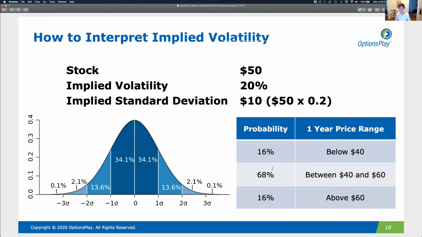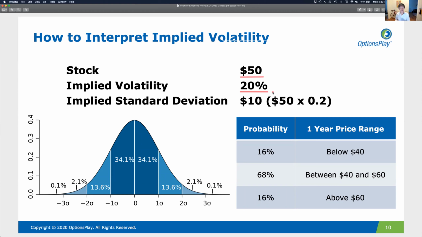And I have a few different examples to give you a better understanding as to how to interpret and view this data. So here I have a $50 stock, and based on the call or put option of that stock, I've calculated the implied volatility of this stock is 20%. So what I'm going to do is show you how I should use that 20% number in general.